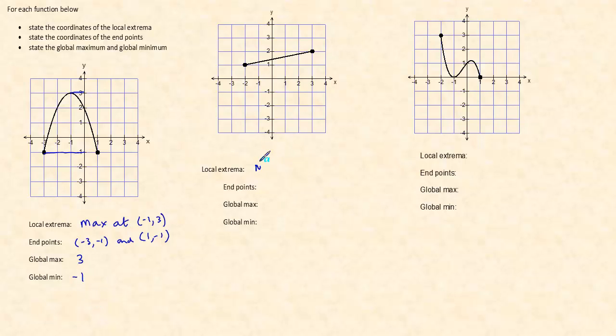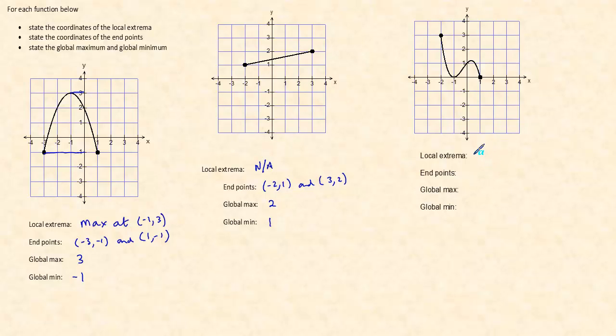On this one here, we don't have any local extrema. Our endpoints are at -2, 1 and at 3, 2. The global max, so that's the highest point anywhere along here, is at 2, and the global min is at 1.